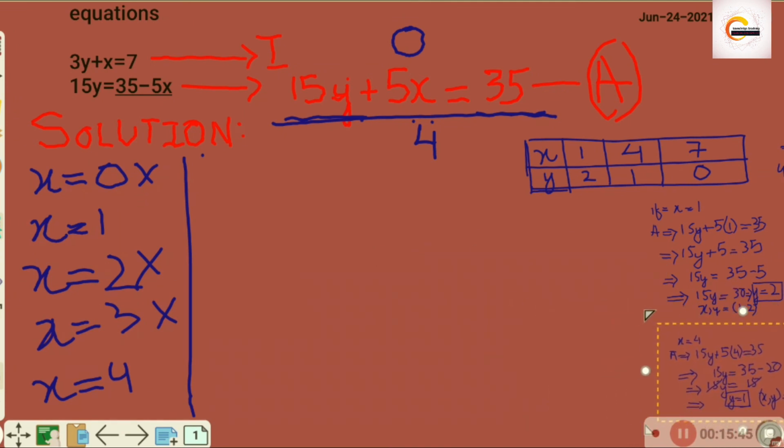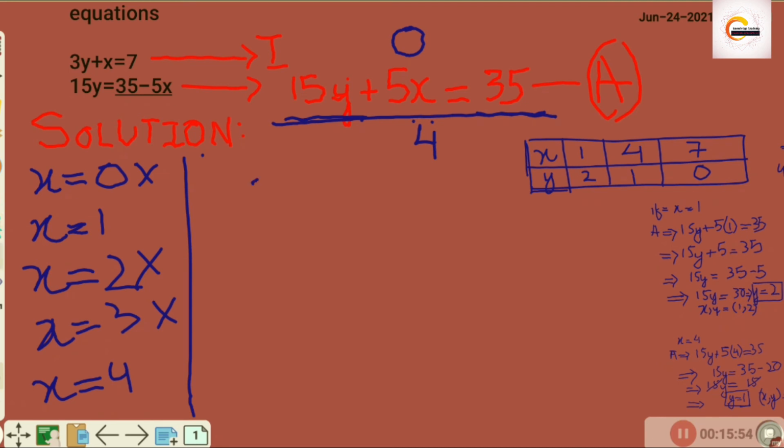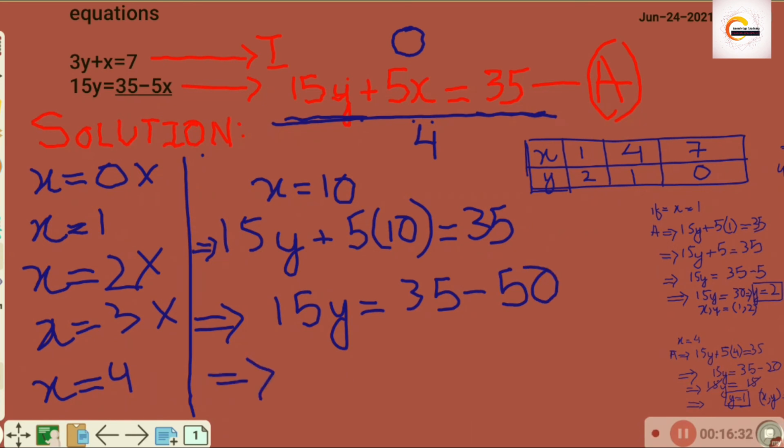Let's go to the third point, and the third point I'm doing directly. You can see if x equals 10, now 15y plus 5 into 10 is equal to 35. 15y is equal to 35 minus 50, which is minus 15. Now the value of y is minus 1.